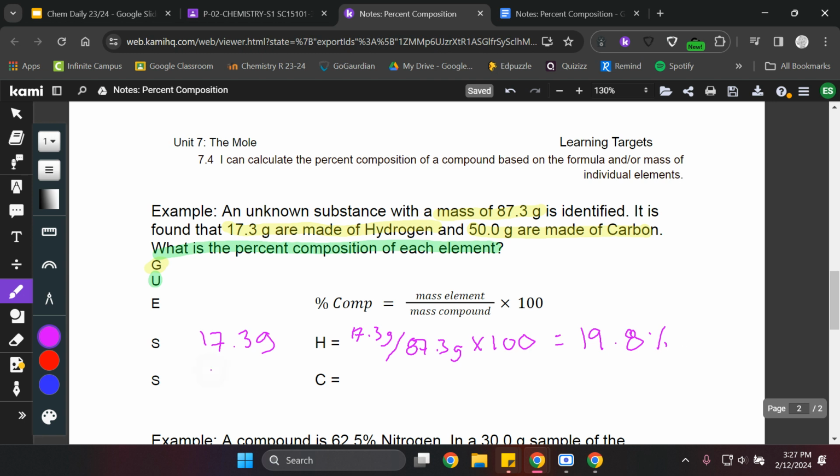Same thing for carbon. We were told that carbon is 50 grams of the whole substance. So we're going to set up the same equation, but now instead of using hydrogen, we're going to use carbon. So the mass of carbon is 50 grams divided by 87.3 grams times 100. That gets us to a percent composition of 57.3%.